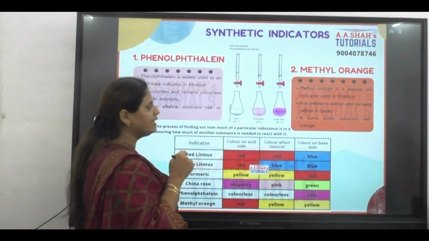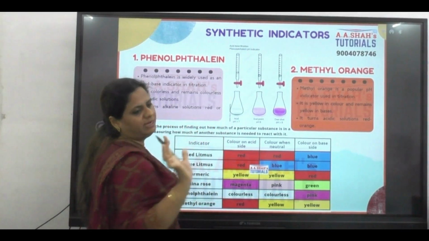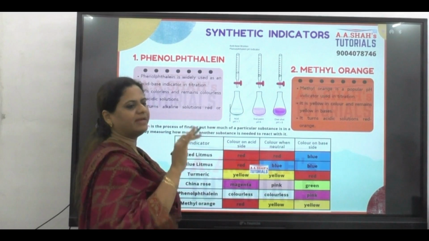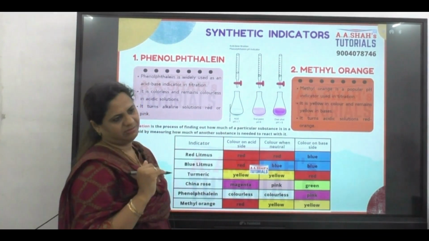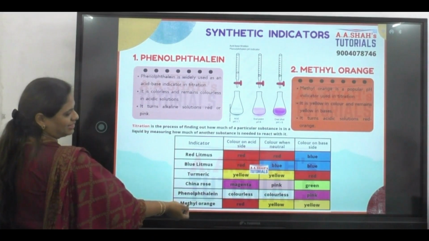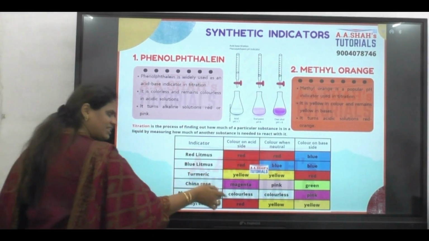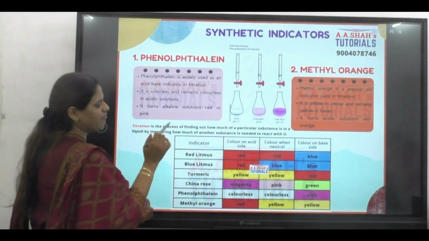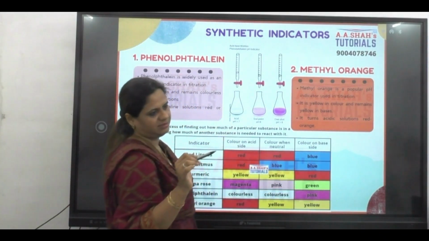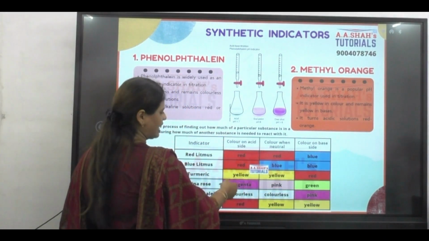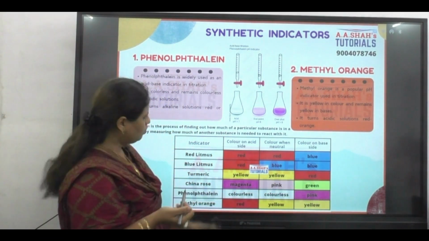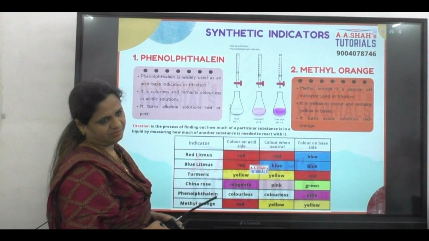Methyl orange is another indicator. Though the name is orange, it is yellow in color and it will remain yellow in base. But in acid it will turn orange, or red. This is the only strange one. Phenolphthalein turns pink in bases, whereas otherwise pink is generally China rose turning pink in acid. So you will have to memorize this table.